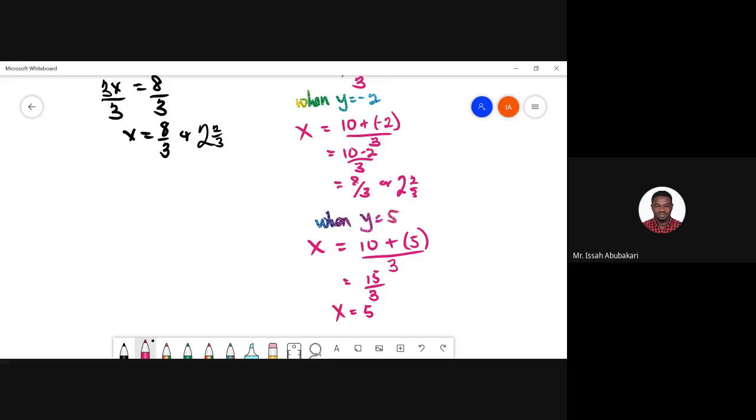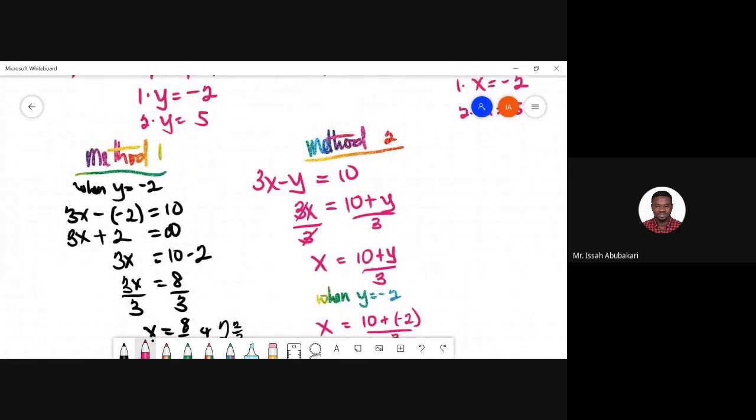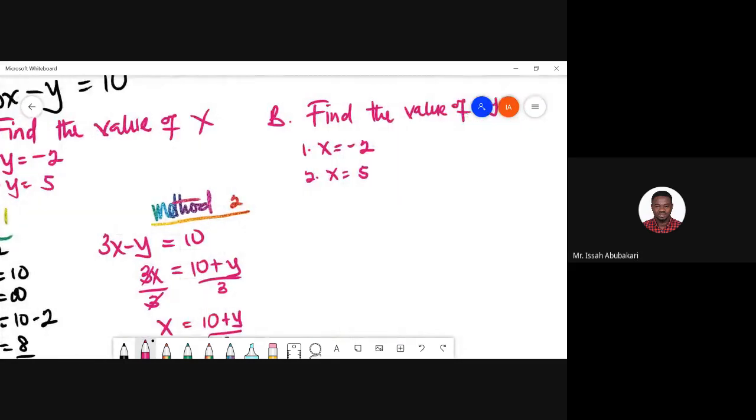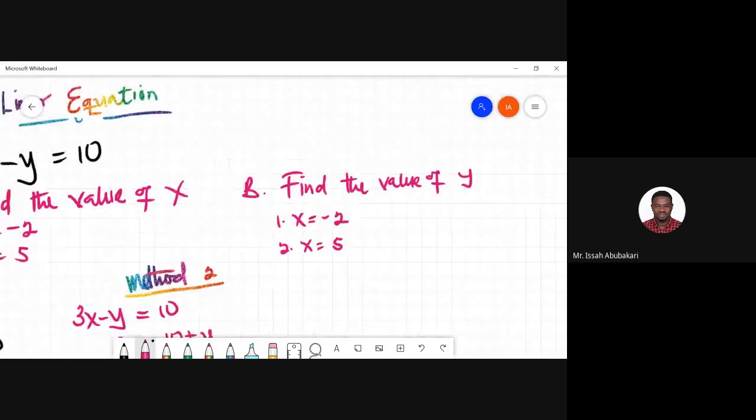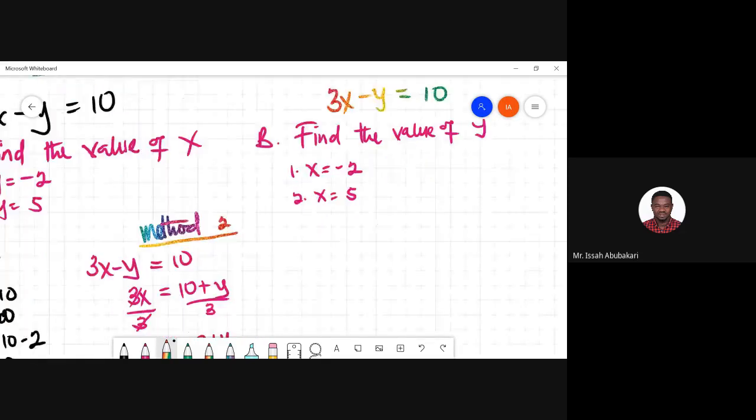That is how we are going to solve for what? Question 1. When we are given one equation and a value for one of the variables, and we are asked to find the other variable. Please, is that okay? Now let's solve this question. The same equation. What is the equation? Let me write the equation here. 3x minus y is equal to 10. Now let's solve this one too.